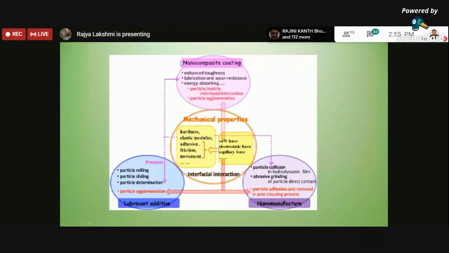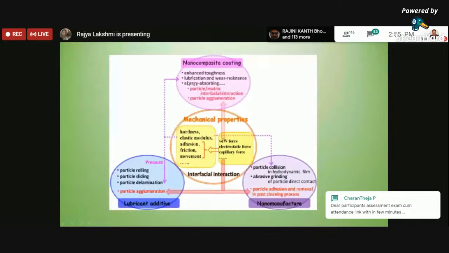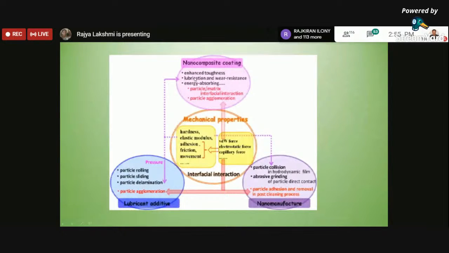Not only the mechanical properties, it even impacts nano coatings also. Because nano coatings help enhance toughness and also improve lubrication or wear resistance properties, and hardness, elastic modulus, all these things we have already discussed.